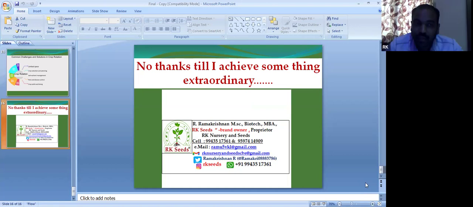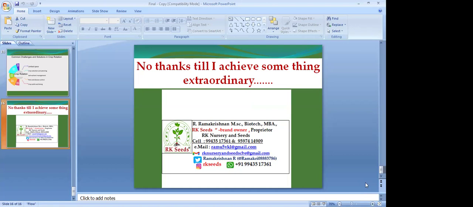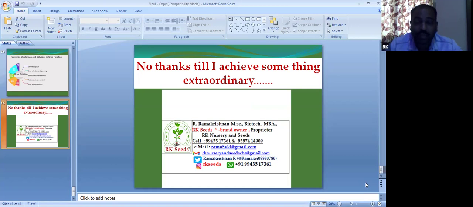Yes, sir. You belong to which state? I'm from Maharashtra. Which district? I stay in Mumbai, but my farm is in Vidarbha, in central India, in Amravati, near Nagpur. Okay, Amravati is a district near Nagpur.